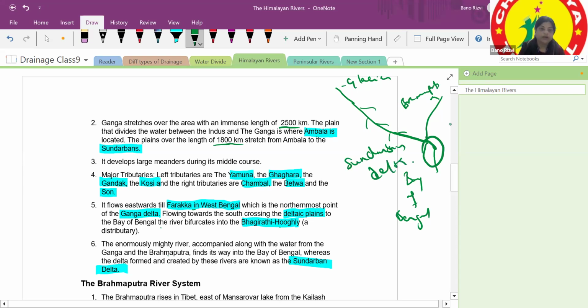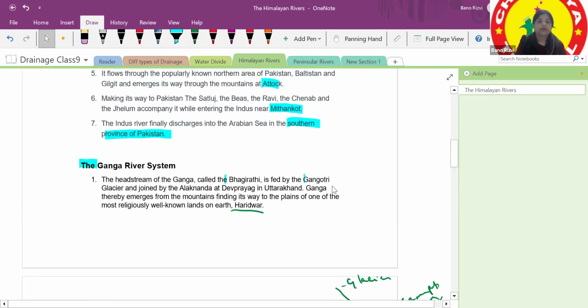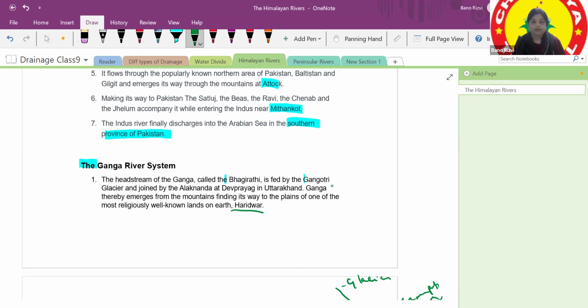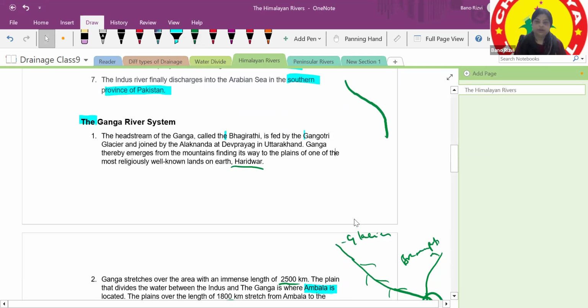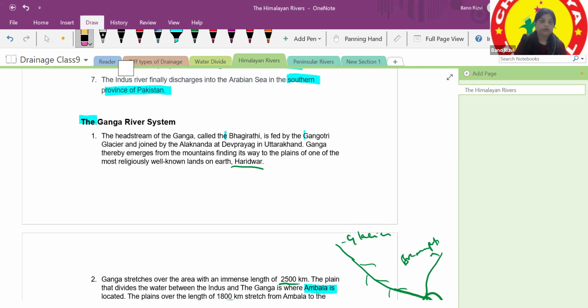Okay, all of you will understand the Ganga river system. It flows from Gangotri glacier and is joined by Alaknanda at Haridwar, and then it goes all the way towards, sorry, towards the Bay of Bengal. It falls in the Bay of Bengal.